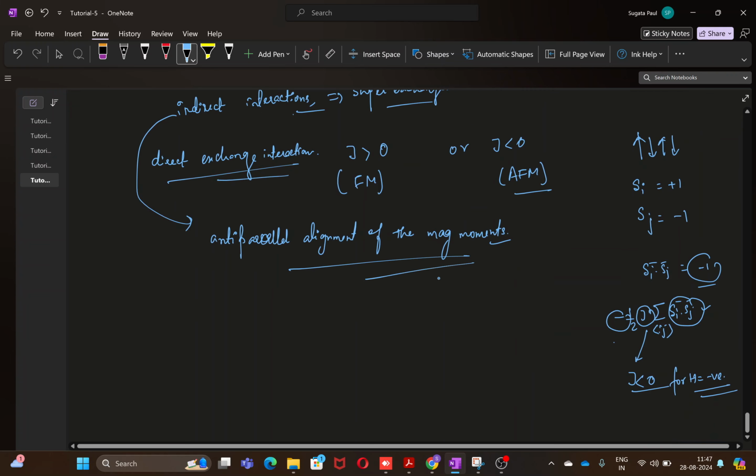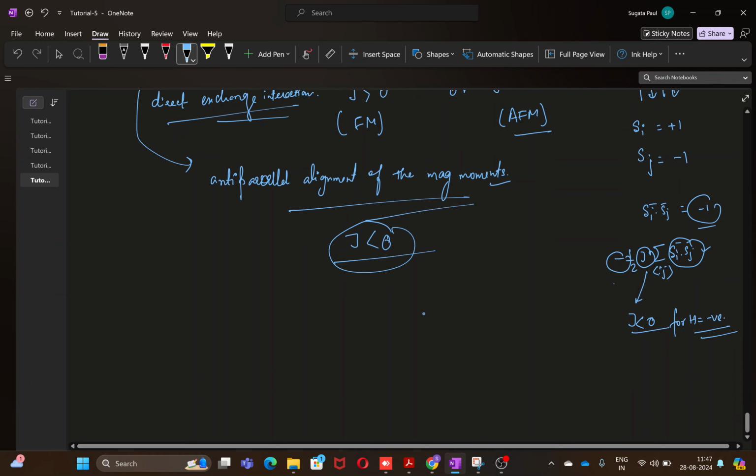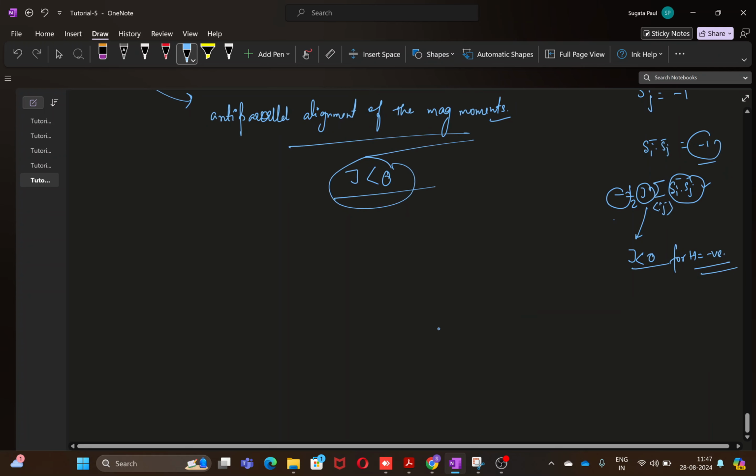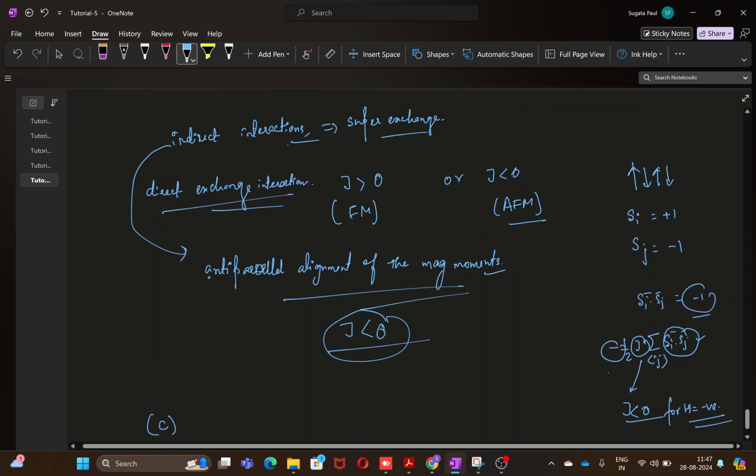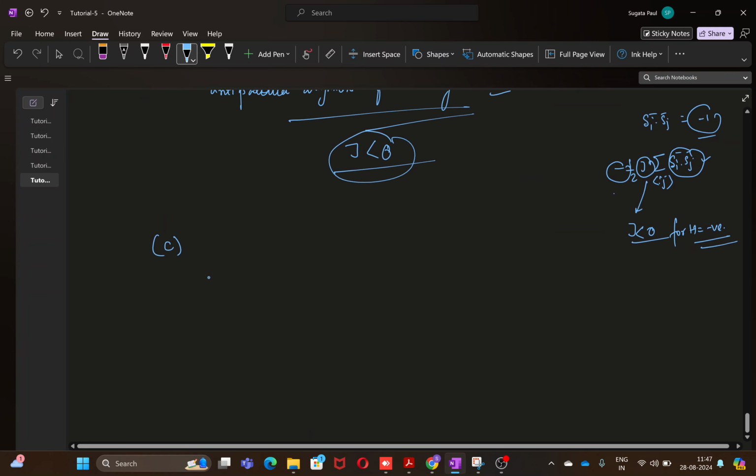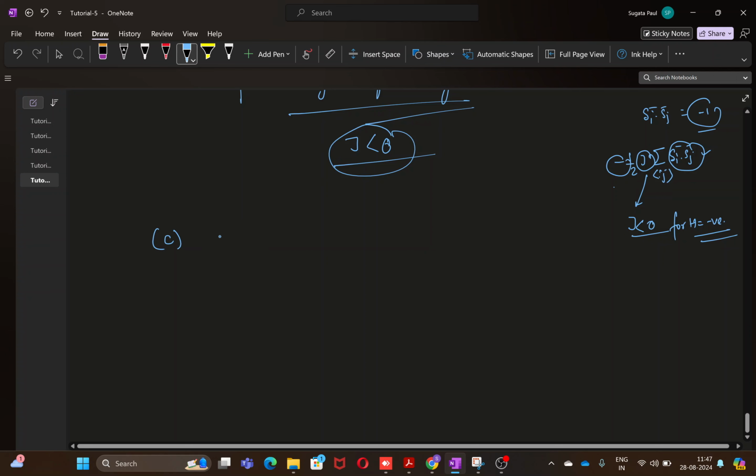So this antiparallel alignment suggests that here J will be less than 0, which is the antiferromagnetic type. So for super exchange interaction we will have J less than 0 in the Heisenberg model. The second option was also correctly given to us. Now the third option was whether in indirect exchange interactions the J value actually oscillates with distance. This is again a true option, because the third and the fourth options are kind of connected.